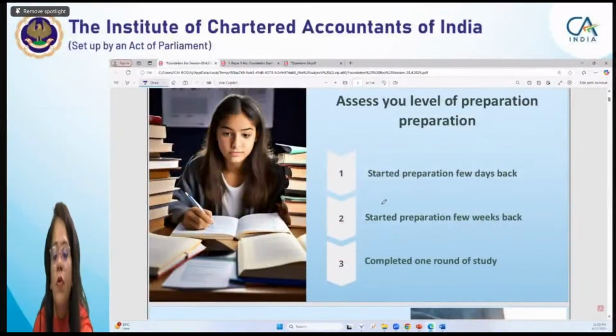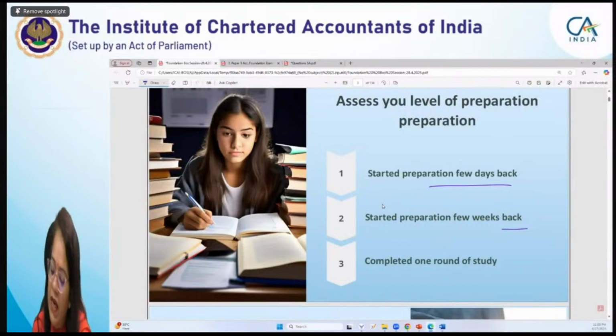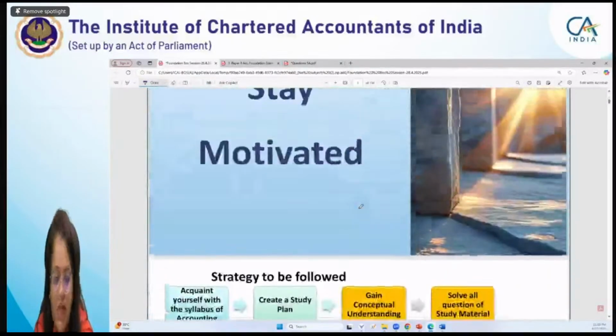So I hope you have started your preparation. If you started your preparation just a few days back, then also you'll be able to solve the questions. Don't worry. And if you have completed one round of your preparation a few weeks back, which is very good, at this time you have to assess yourself. You have to see where you lack, and you have to practice those questions properly. All right, stay motivated, students.